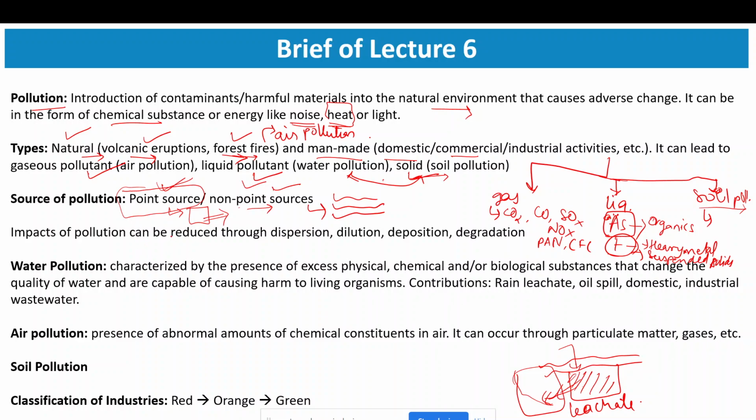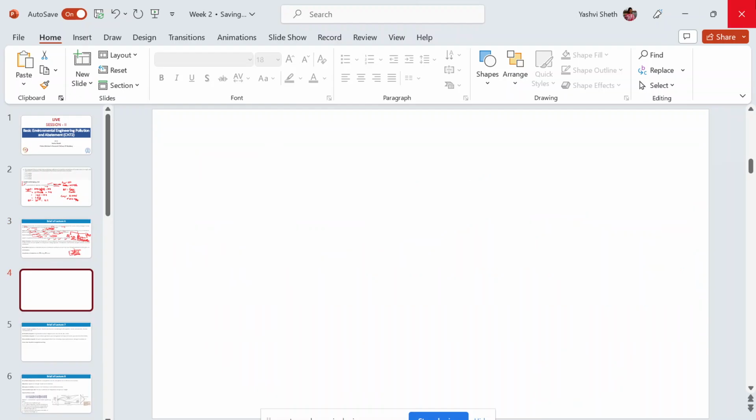Now the impact of pollution can be reduced through these phenomena. These are all natural phenomena. Say, for example, you have a river. Here is the point where you are dumping one more wastewater stream, which is highly contaminated with various pollutants. It will get added here at time t equals 0.